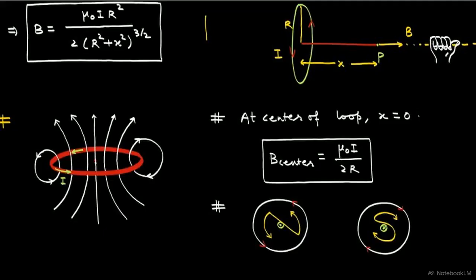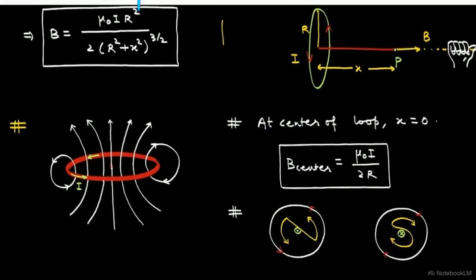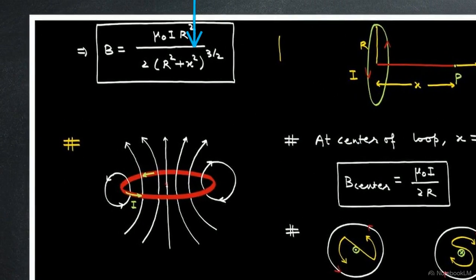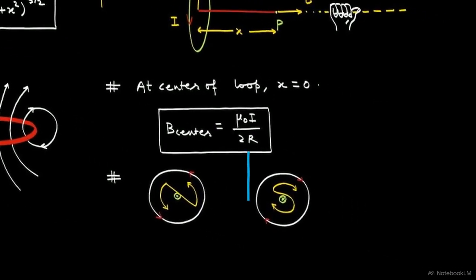This equation box outlines the logic. At the geometric center of the loop, the distance x along the axis drops exactly to 0. Setting x to 0 eliminates it from the denominator. The r squared term is raised to the 3/2 power, becoming r cubed, which cancels with r squared in the numerator, reducing the expression to a compact formula for the center field.